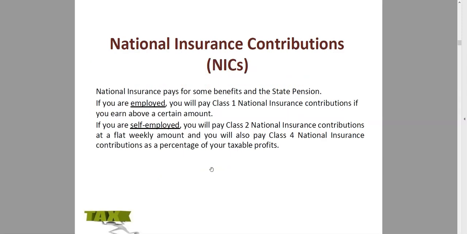Then let's understand the national insurance contribution. This one has to be paid by both the employee and the employer. The rate for the employee is 12%. For the employer, it is 13.8%. Even if you are self-employed, you still have to pay some national insurance, and it is a fixed amount per week. So for example, if you are an employee, what happens?